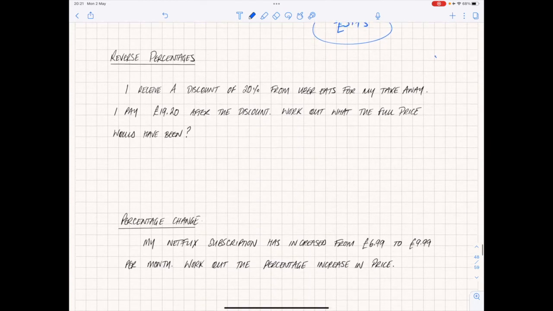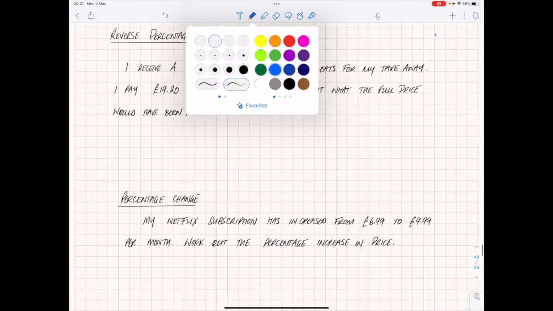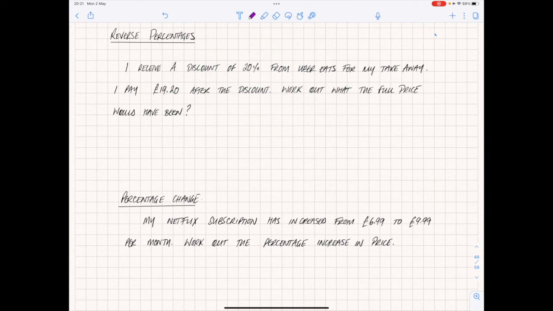Okay, let's look at reverse percentages now. So this is your next style we're going to look at. Now reverse percentages are basically saying to you, tell me what the price was before I got a discount. So if we look at this one, I receive a discount of 20% from Uber Eats for my takeaway. I paid £19.20 after the discount. What was the full price of my takeaway, basically?